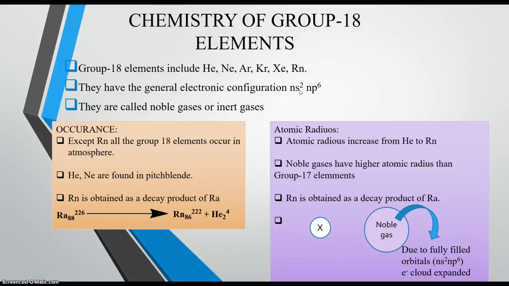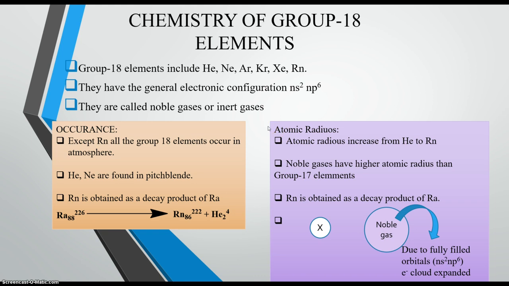Radon is a radioactive element. Radon is basically obtained as a decay product of radium. This is the reaction that you can see over here: radium 88 226, this isotope of radium, is disintegrating into radon 86 222 with the liberation of an alpha particle. Now, what is the atomic radius going to be for these elements?